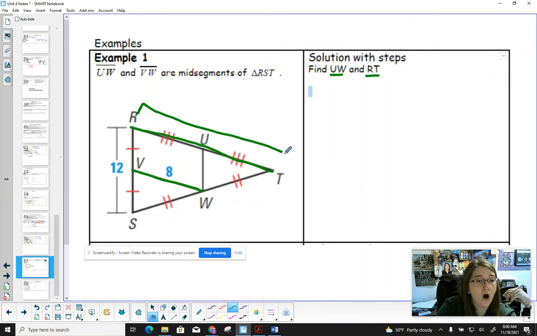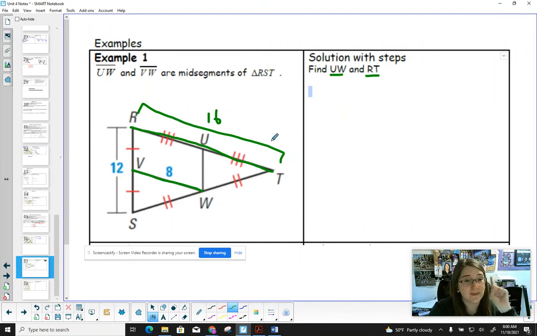So what would that make all of RT then? If this is 8 and it's half of this big side, what's the big side? Well, double that is 16, right? 8 is half of 16. Or you could say that 8 doubled is 16, right?